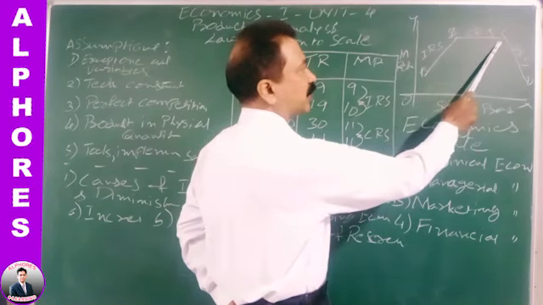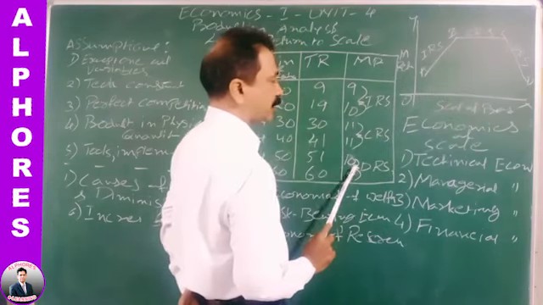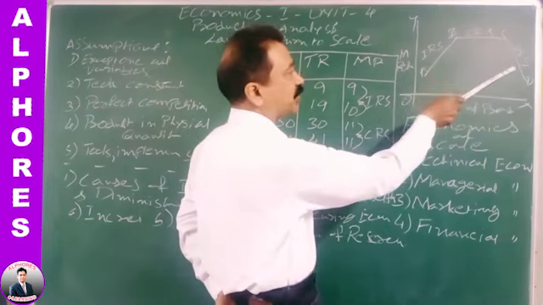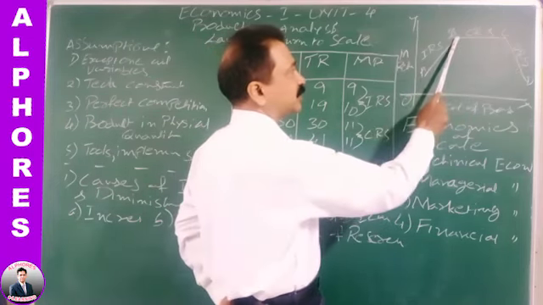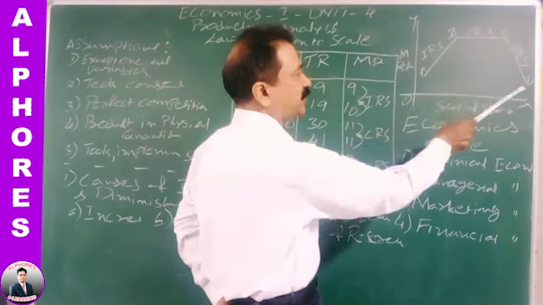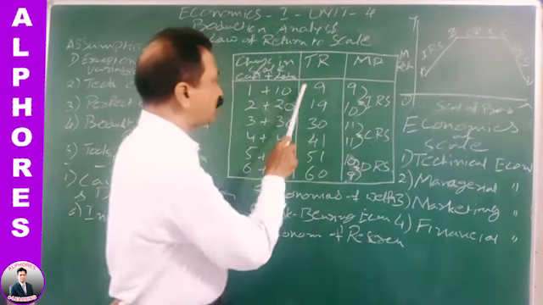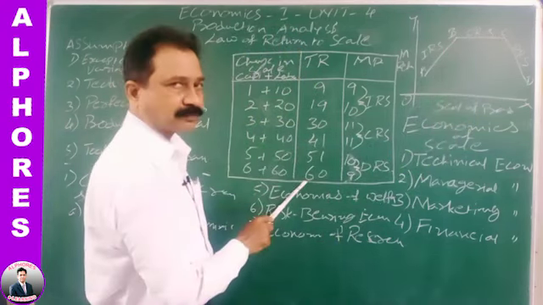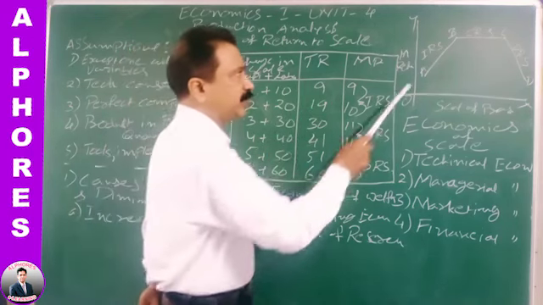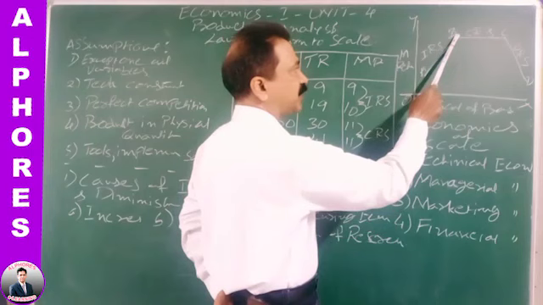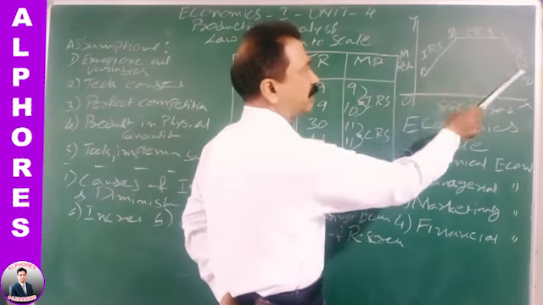Constant return to scale. From C to D, here you can see diminishing return to scale. So marginal returns show that first it increases, then it becomes constant, then it is decreasing, even though total returns are increasing. Increasing order, constant order, decreasing order. Here marginal returns are increasing return to scale, constant return to scale, diminishing return.